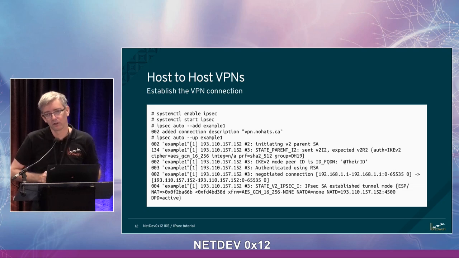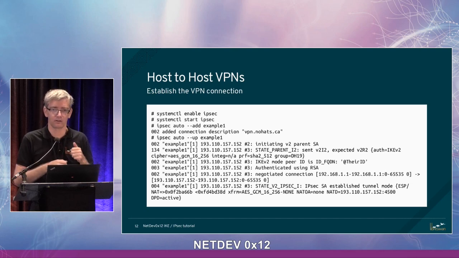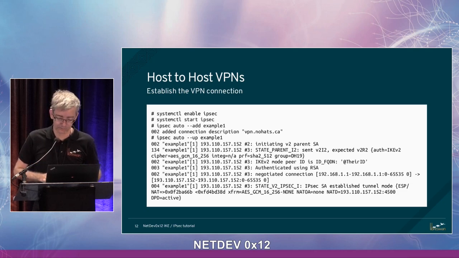So in the older days, we had an encryption and an integrity algorithm, like triple-DES with SHA-1 or AES-CBC with SHA-2. But the modern ones, we have the AEADs, the combined algorithms that do it all at once. So GCM, ChaCha20-Poly1305 is one pass. So you see this none, as in there's no separate authentication or integrity algorithm. And there's some NAT information for NAT detection, and it says DPD is active.